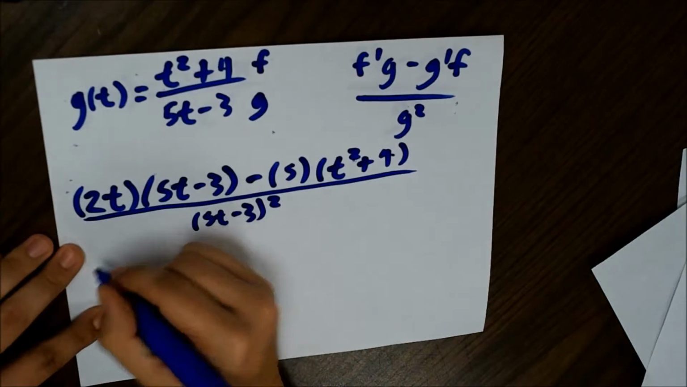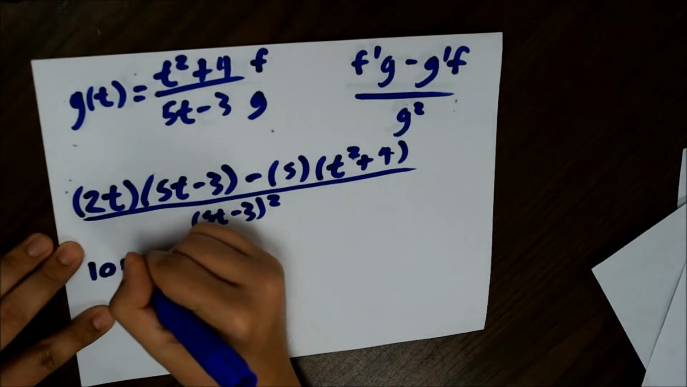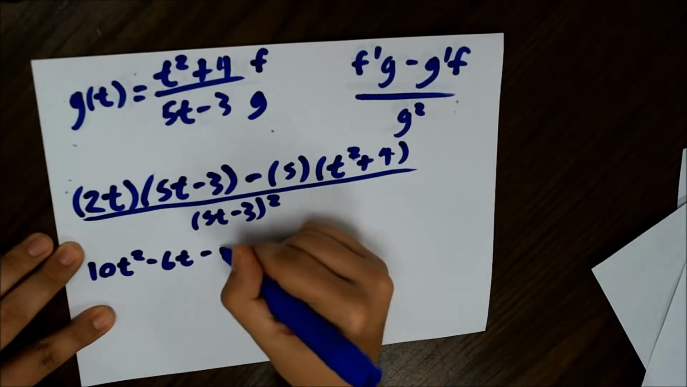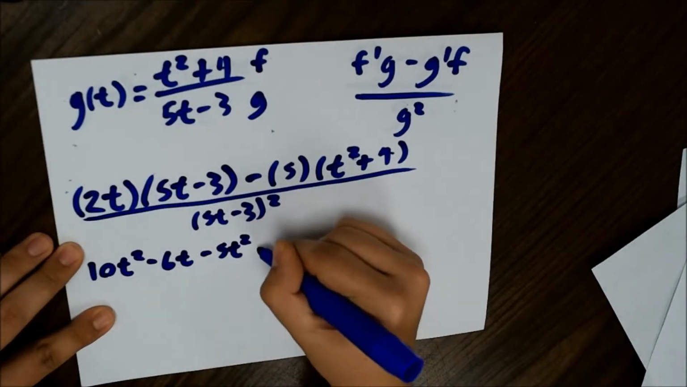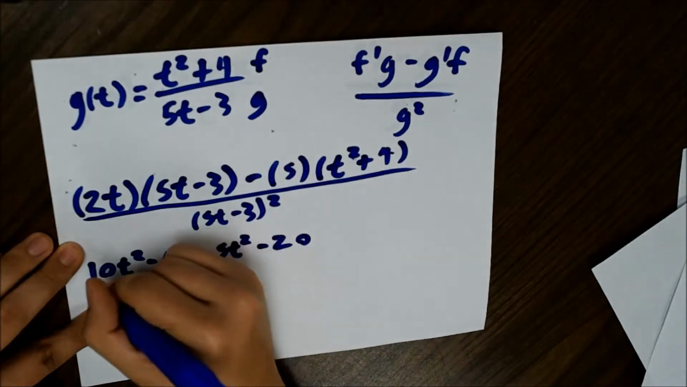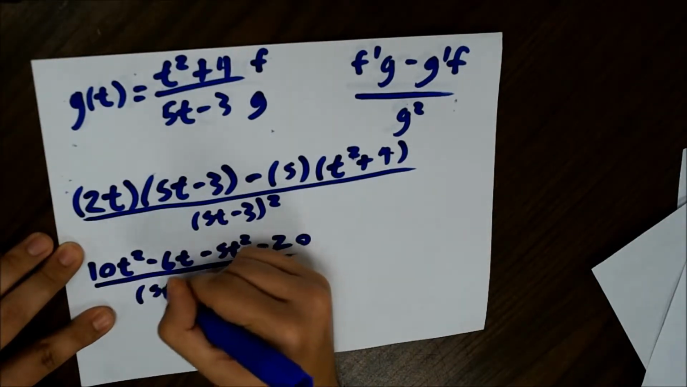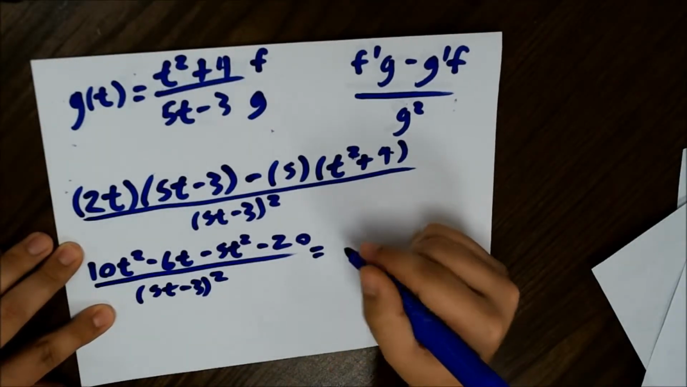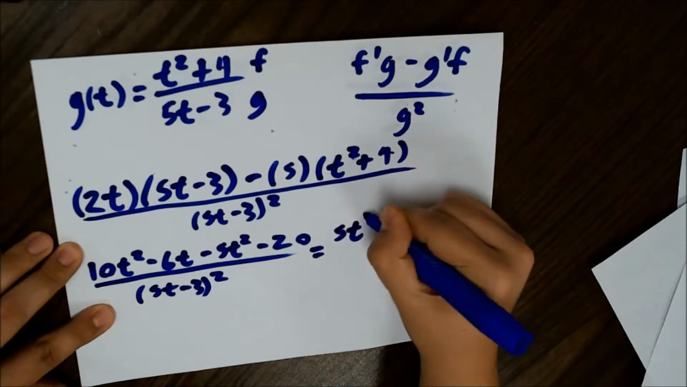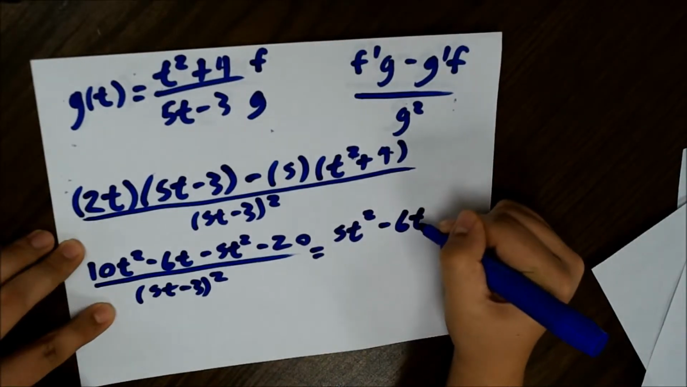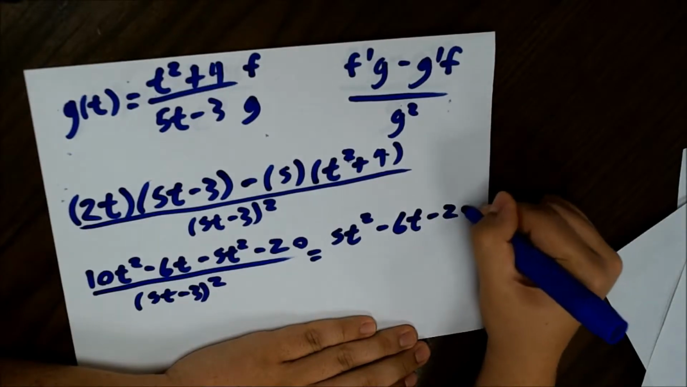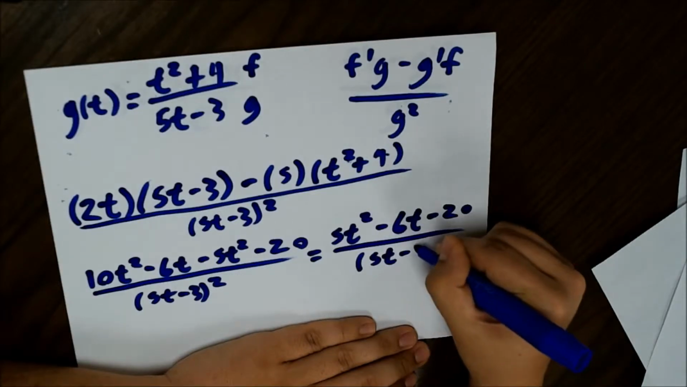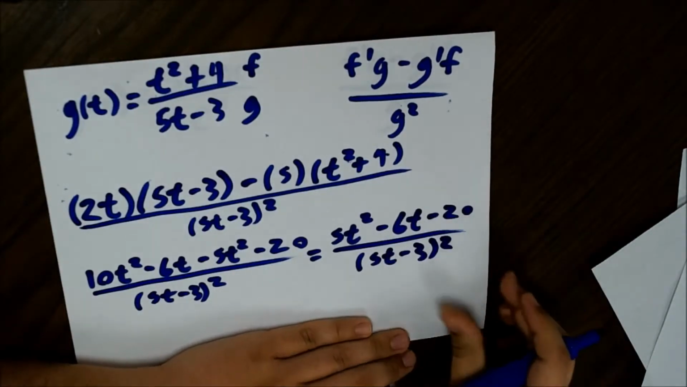When you multiply this out, it's going to be 10t squared minus 6t minus 5t squared minus 20, all over 5t minus 3 squared. And this cleans up to give you 5t squared minus 6t minus 20 all over 5t minus 3 squared.